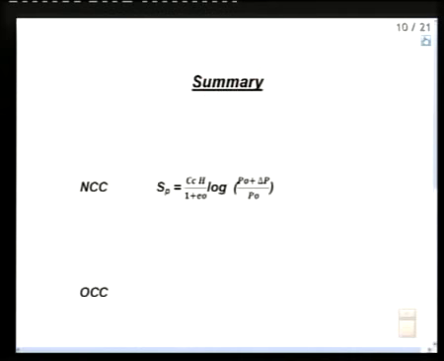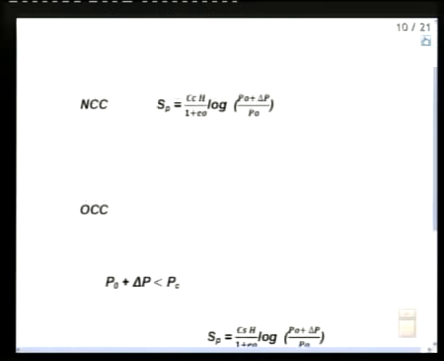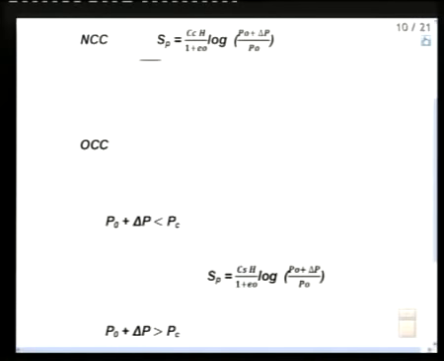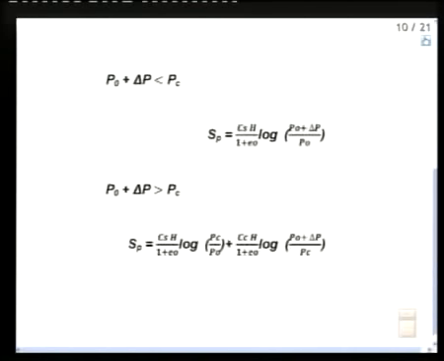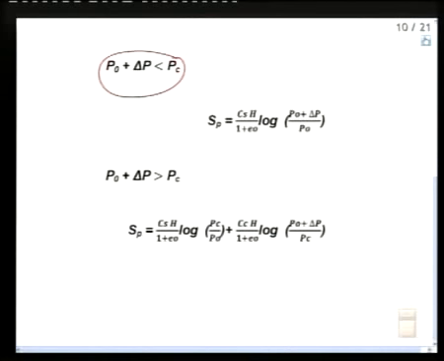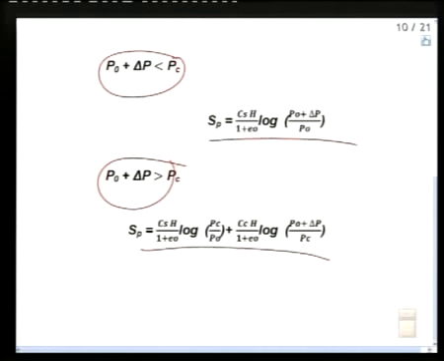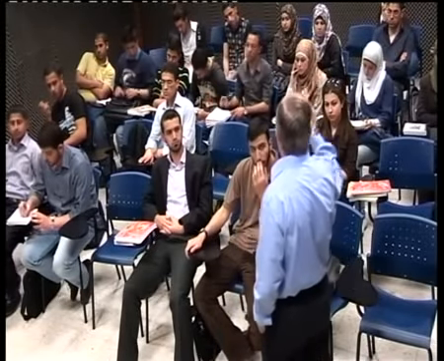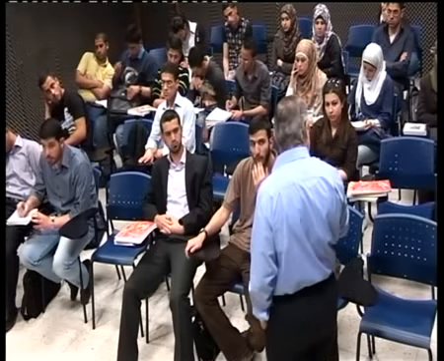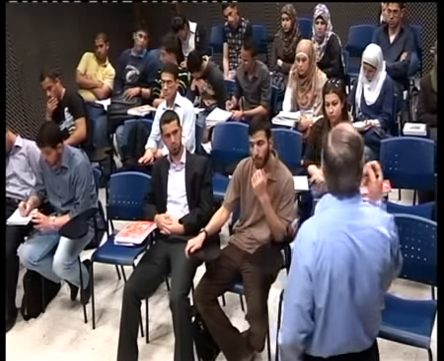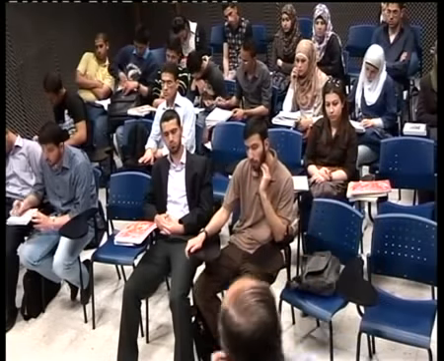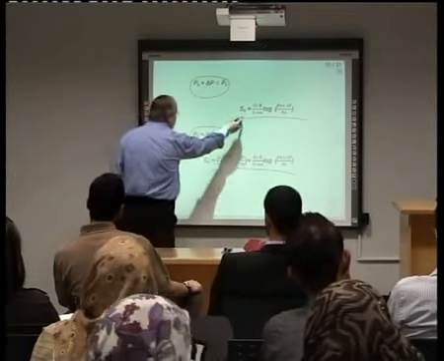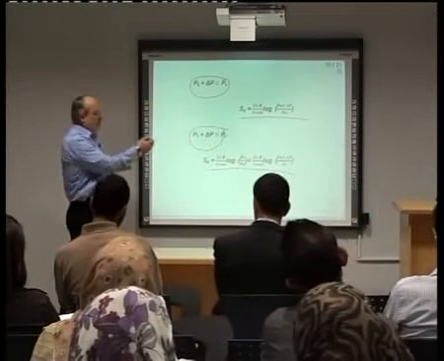Summary. If we have NCC, this is the equation. If we have OCC, we have two conditions. This condition gives me this equation. This condition gives me this equation. I have three equations to describe the primary consolidation. If I have NCC, one equation ready. If I have OCC, I have to check whether I was still below PC, I will use this equation. If I exceeded PC, then I will use that equation.